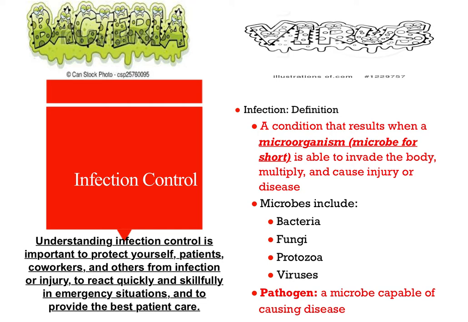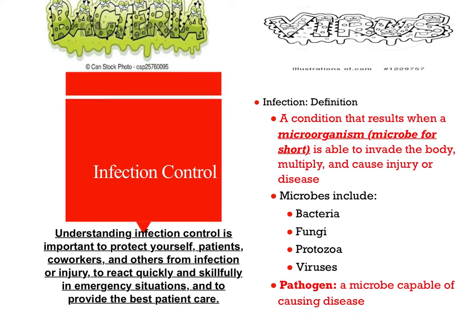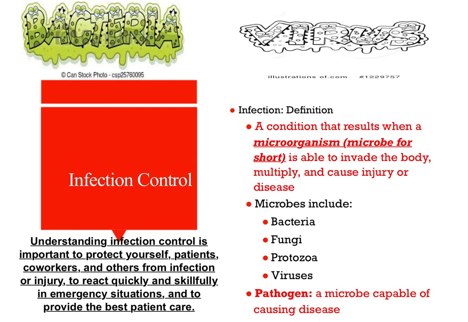What is an infection? You need to know an infection is a condition that results when a microorganism or microbe is able to invade the body, multiply, and cause injury and disease. You need to know these examples of microbes: bacteria, fungi, protozoa, and viruses. You may see a question that says ova in there. Ova means egg. Eggs are not a virus, okay?